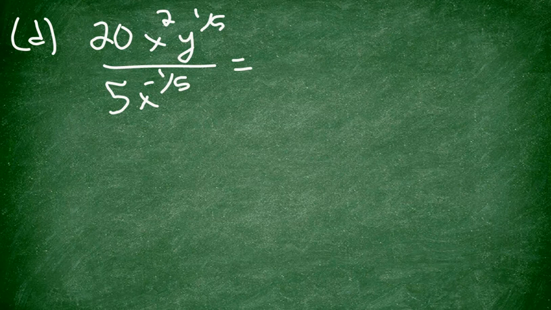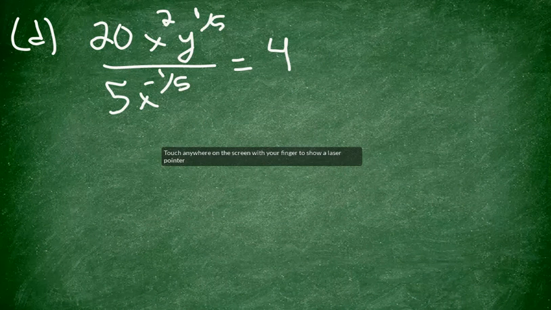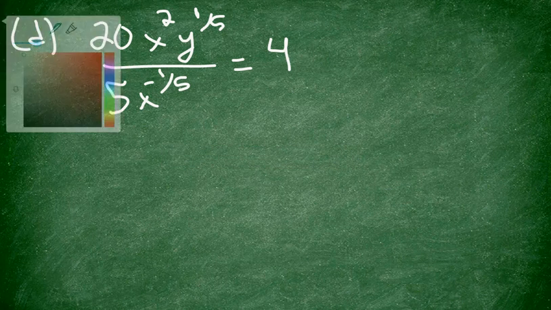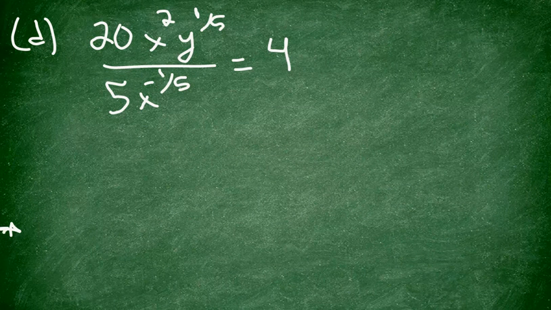20x to the 2nd, y to the 1/5, all over 5x to the -1/5. First of all, notice that there's only a y variable up top, so that one's going to stay by itself, and it already has a positive exponent of 1/5, so it's going to stay up top. 20 divided by 5 is 4. And then when I'm looking at the x's, because I'm dividing everything, I want to subtract 2 and -1/5. So again, if we do a little side problem down here, 2 minus -1/5, you have a double negative, so it becomes a 2 plus 1/5.